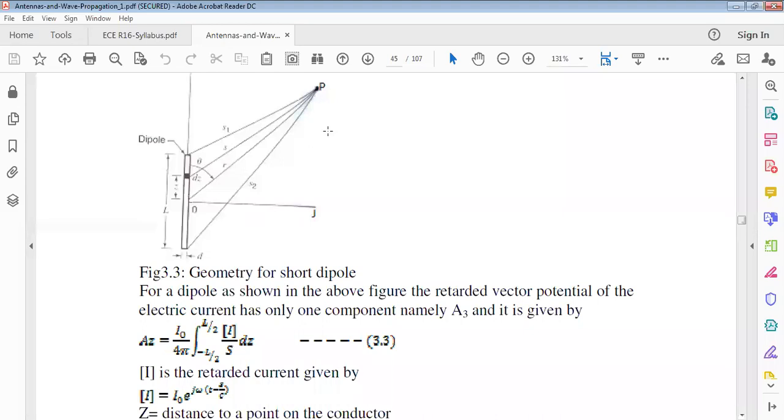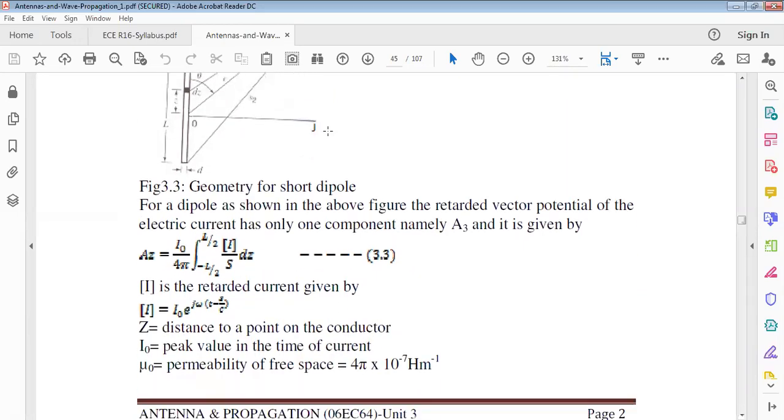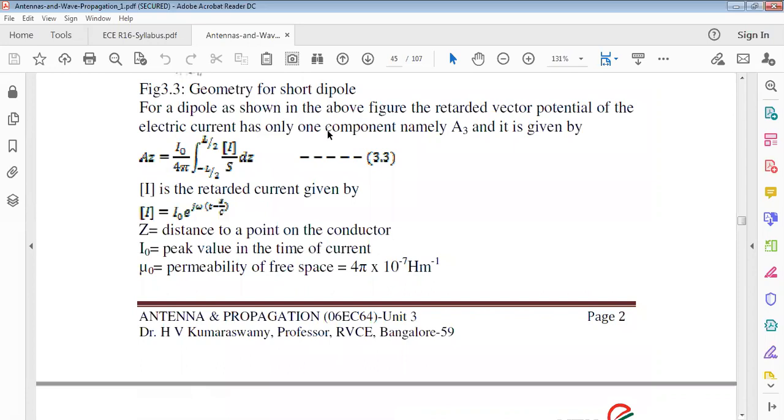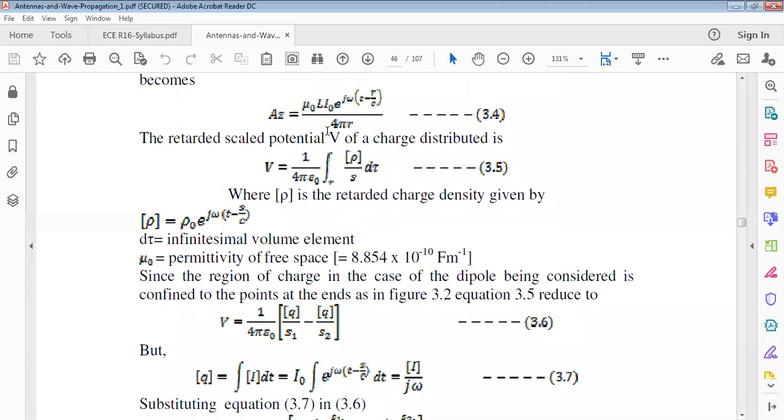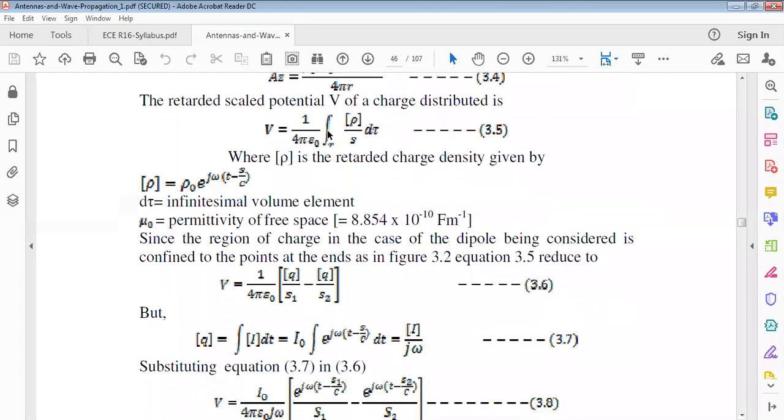End to end, that is the finite length antenna, that's why the end to end distance is L. Those two end points from the point of observation are S1 and S2 respectively. Here A equals mu naught times the length of the antenna element. I think you are aware of these expressions.